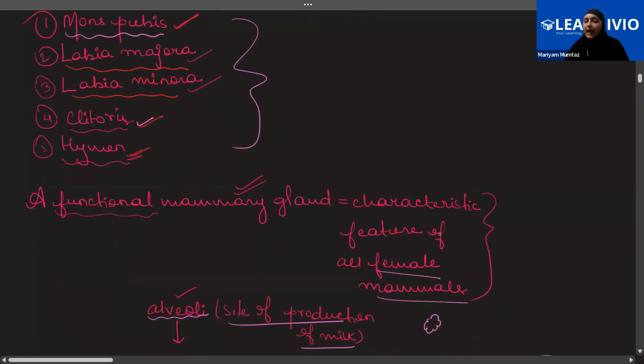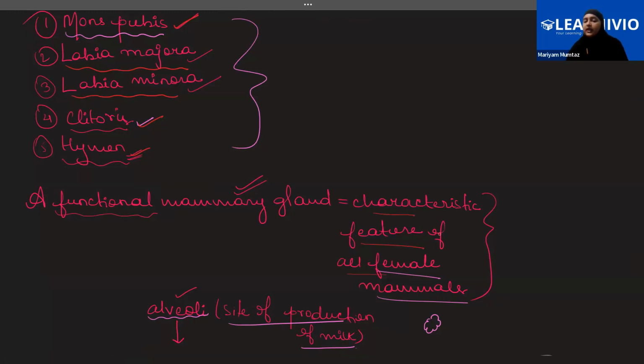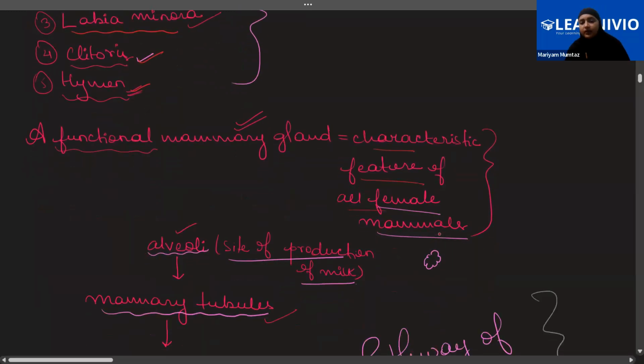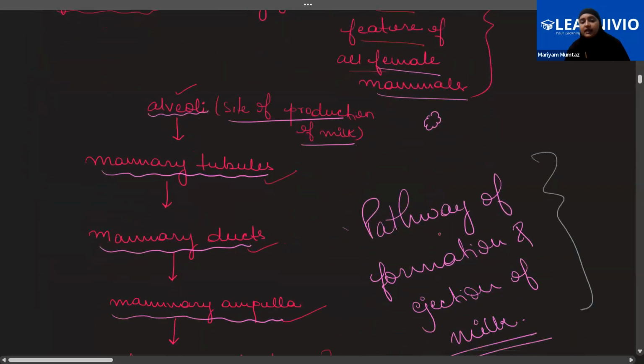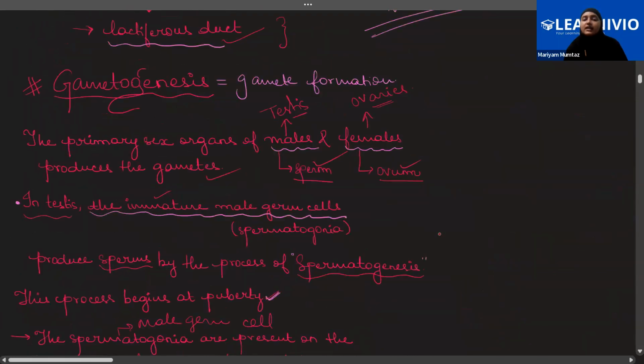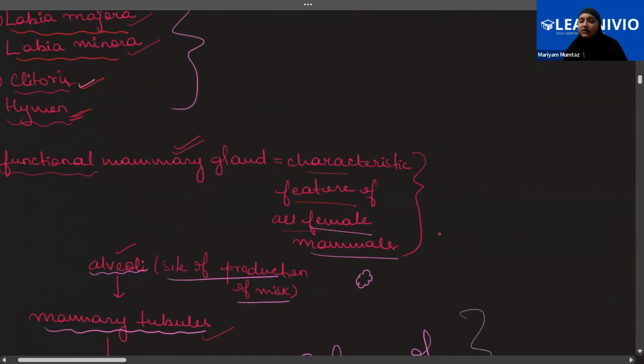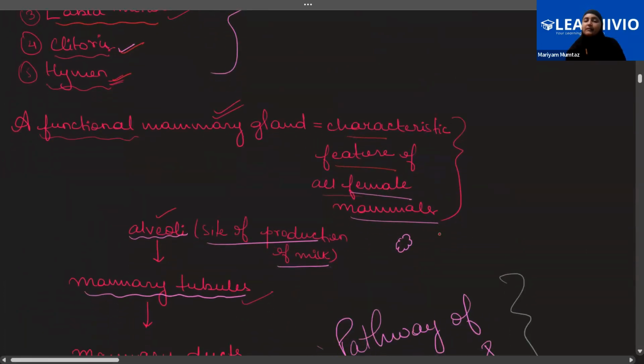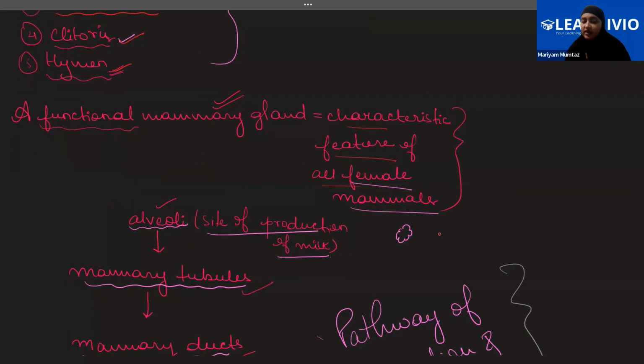A functional mammary gland is the characteristic feature of all female mammals. That is why they are known as mammals. Just like how our lungs have alveoli, everyone must remember, same way inside the mammary glands of the female there is also the presence of alveoli, but it is not the lungs alveoli. It is a different alveoli, and it is the site of production of milk.